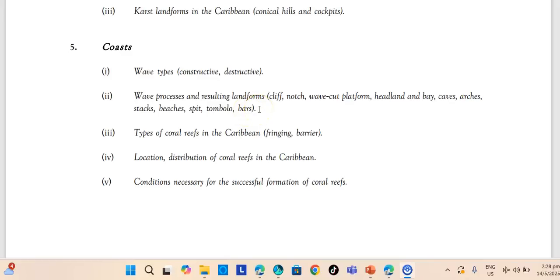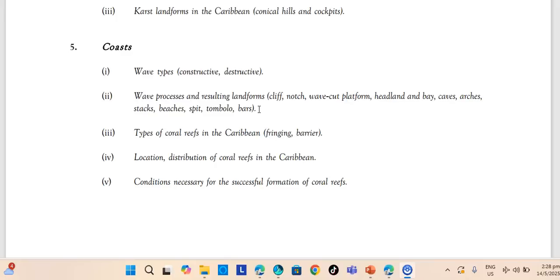Now, what do we mean by destructive waves? These are waves that break down the coast, as destructive suggests, destroying something. They have a weak swash and strong backwash. They erode the coastline by removing sand and rock. As a result of destructive waves, we have cliffs, caves, and wave-cut platforms. All right.